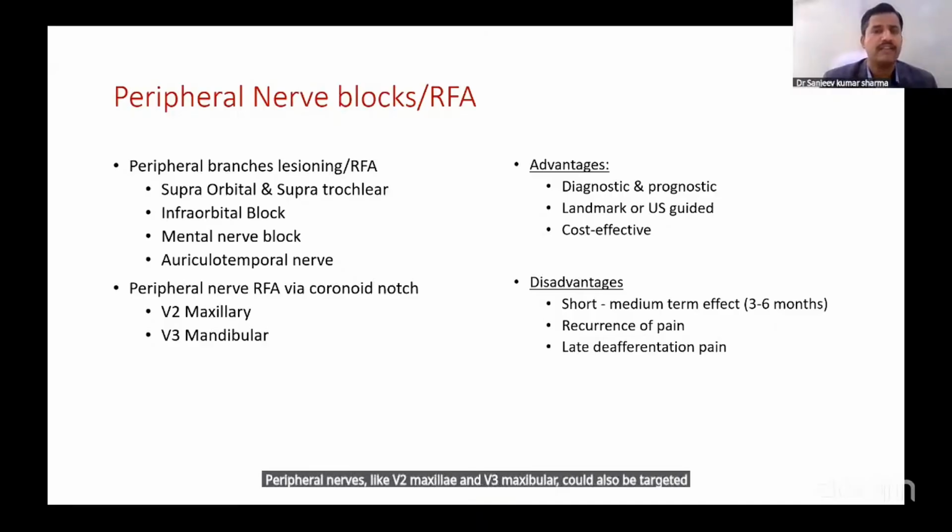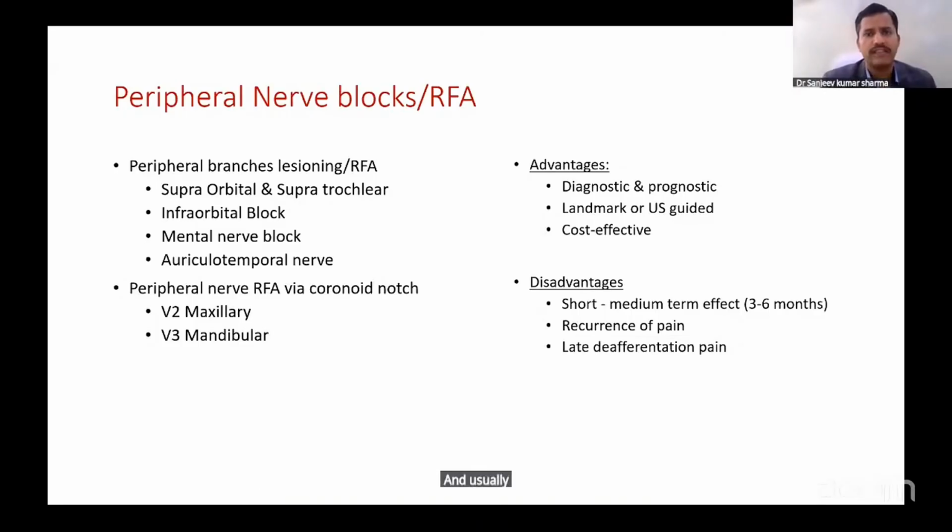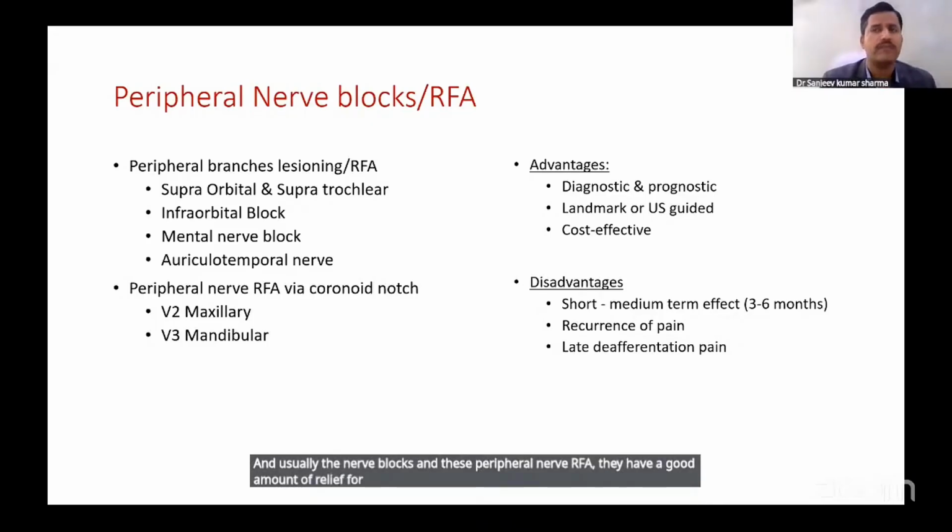The benefit is that it has a diagnostic role and also prognostication, that is, whether RFA will work in those cases or not. Usually the nerve blocks and these peripheral nerve RFAs give a good amount of relief for 3 to 6 months. We can easily see to the patient.